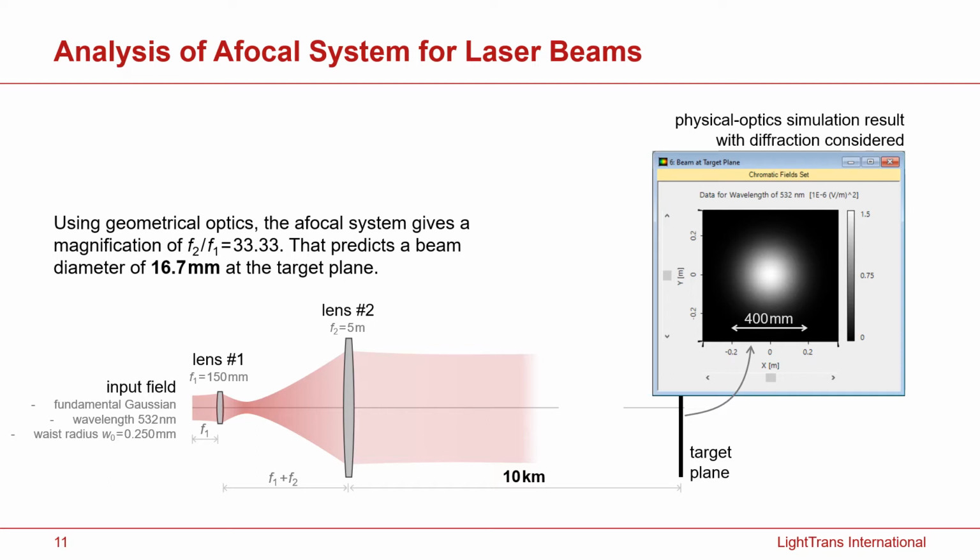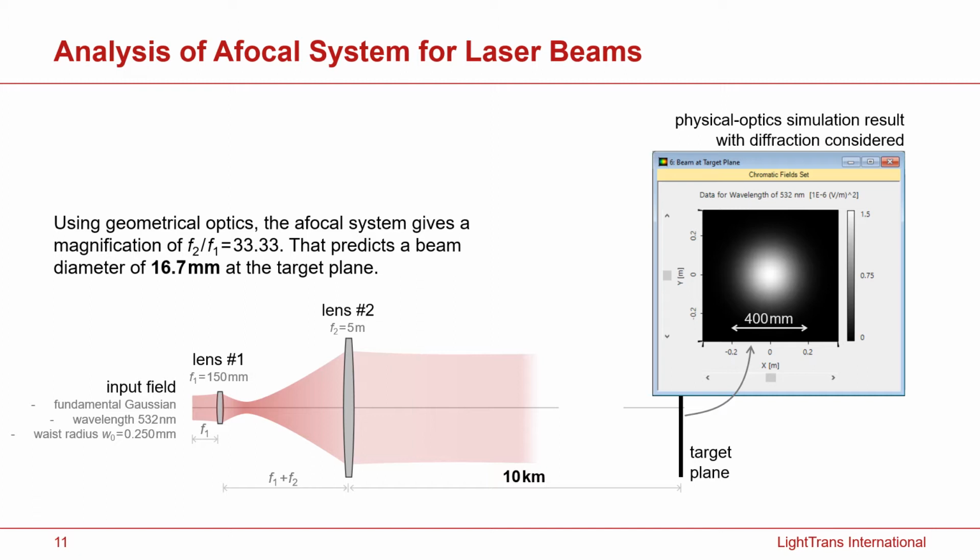Assume that you are going to use geometric optics to predict the performance of this system. Obviously it is a simple magnification system, and if you calculate the ratio between the focal length of lens 1 and lens 2, you get a magnification ratio, and by that you can predict that the beam afterwards will have a diameter of 16.7 millimeter.